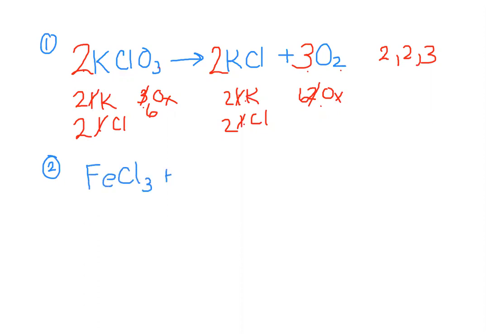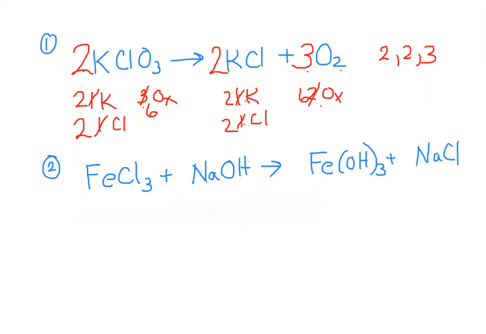FeCl3 plus NaOH yields Fe(OH)3 plus NaCl. All right, let's go ahead and balance this. We've got 1 iron, 1 iron. We've got 3 chlorine. Oh, only 1 chlorine over here. So let's put a 3 in front of that. That gave me 3 chlorine.